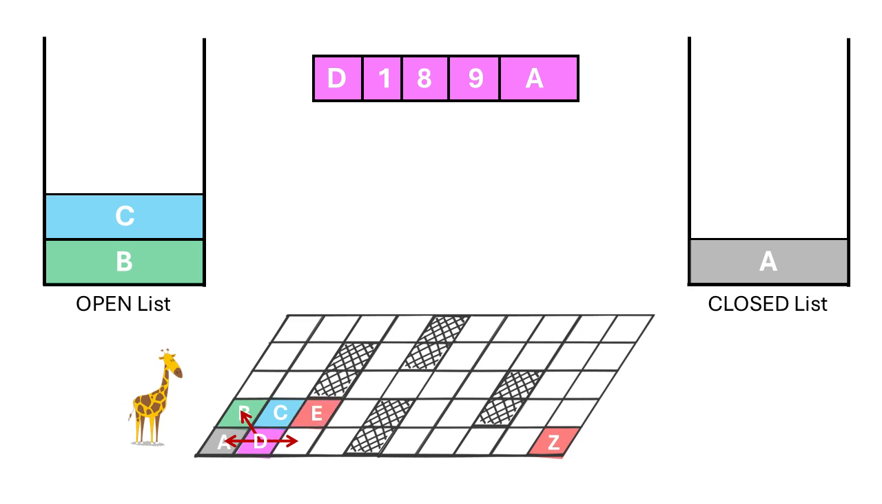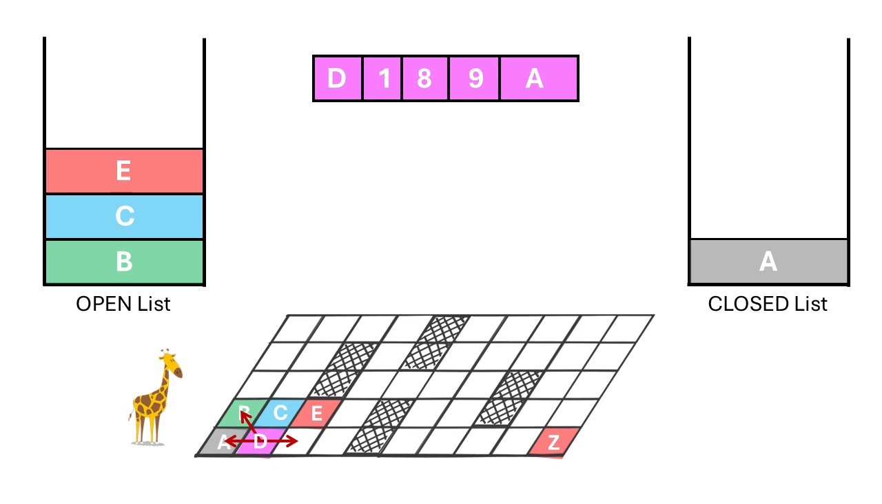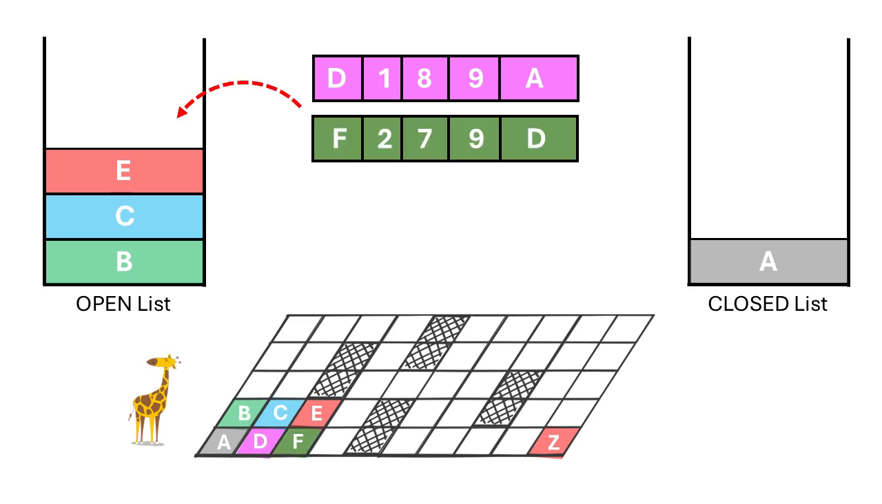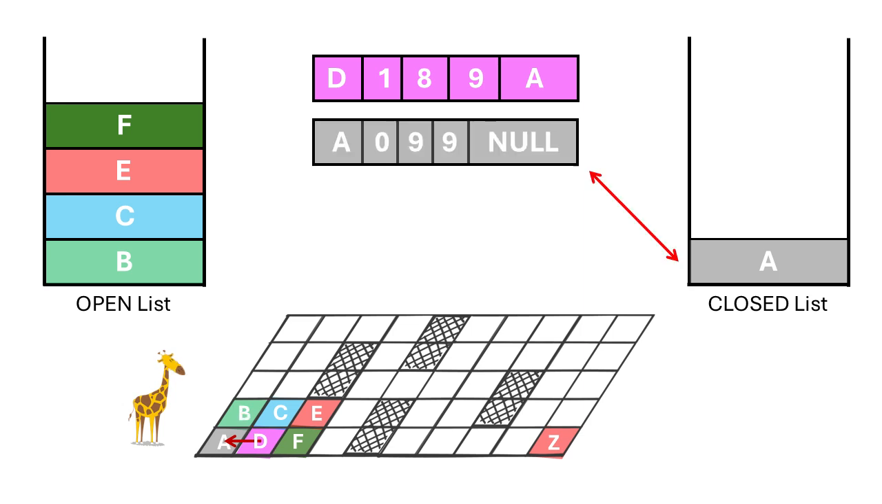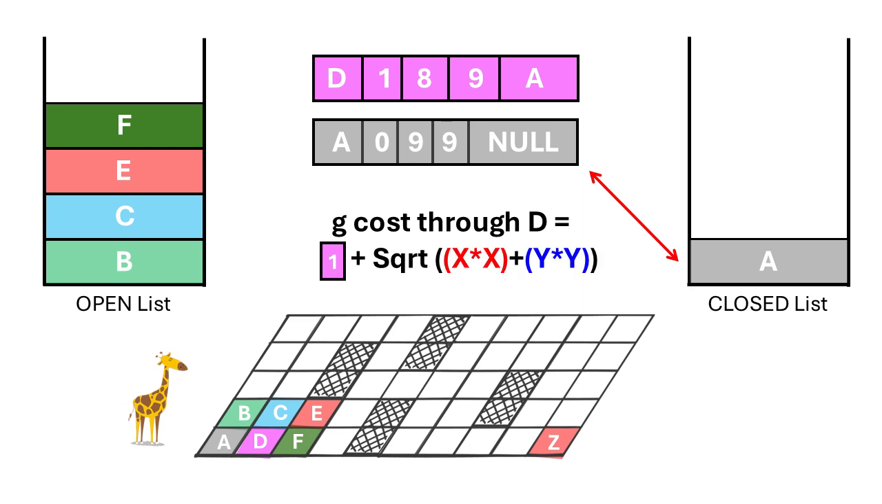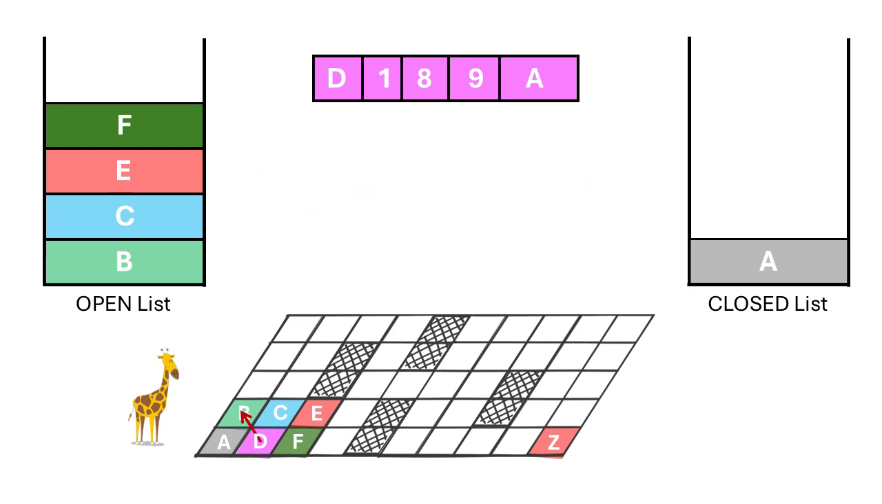Node E is new, so we need to set its values and add it to the open list. Node F is also new, so we repeat the process and add that to the open list. The next neighbour is node A, which resides on the closed list. Again, we need to check if it is cheaper for us to get to node A through node D. Obviously, this is never going to be the case. It can never be cheaper to go back on yourself. So ultimately, this neighbour gets ignored and we move on to the next.